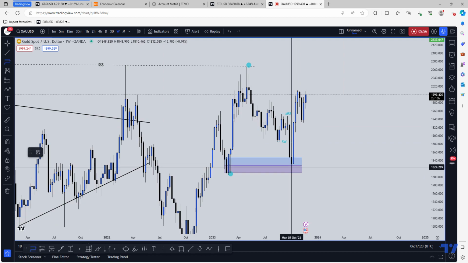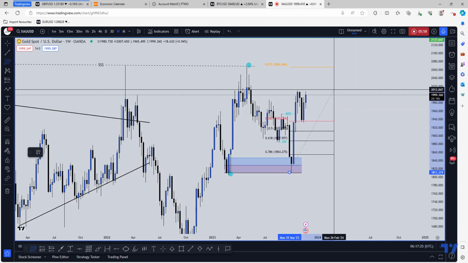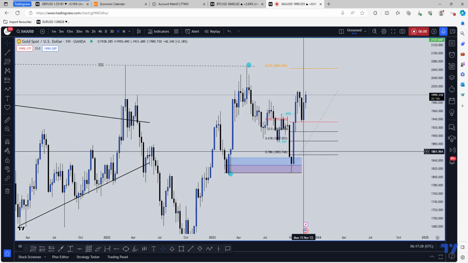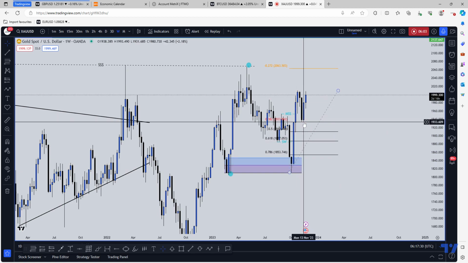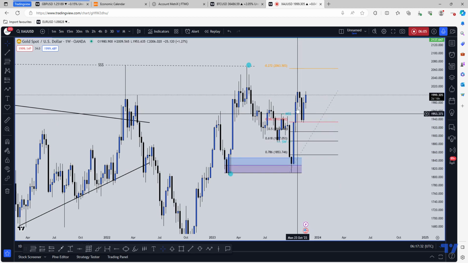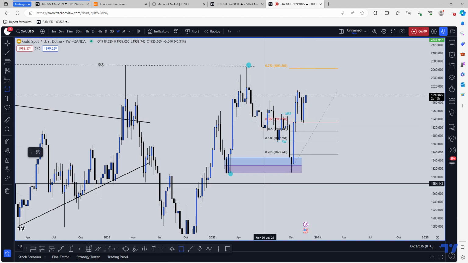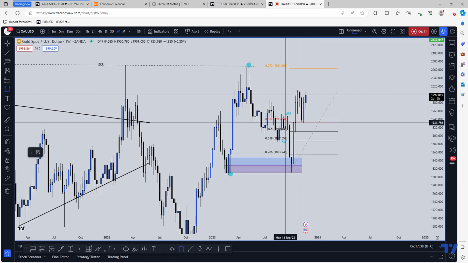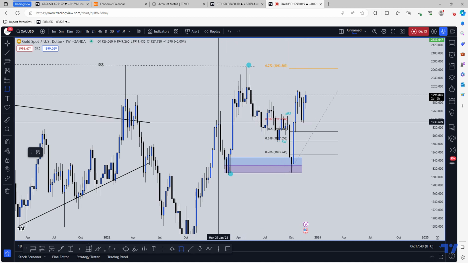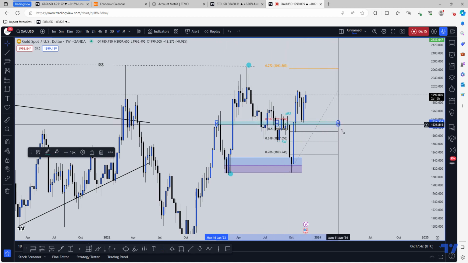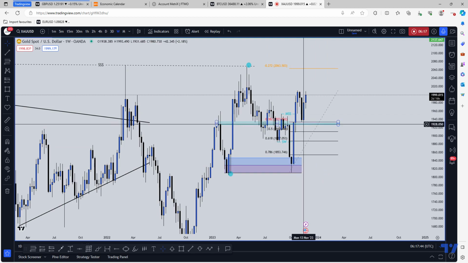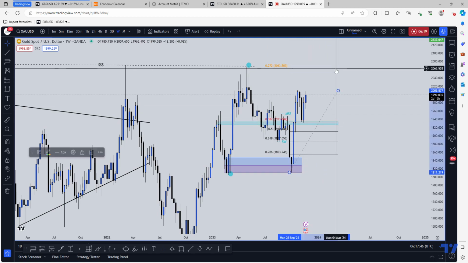If you take your Fibonacci from the low to the high of the impulsive move, you can see that the market made the impulse, the market made the retracement, and now the market reacted off the 0.382, in confluence with this horizontal level of structure. So the market's made the impulse, the correction, and now it's making the continuation to the upside.